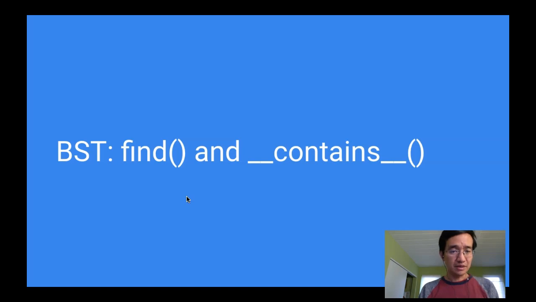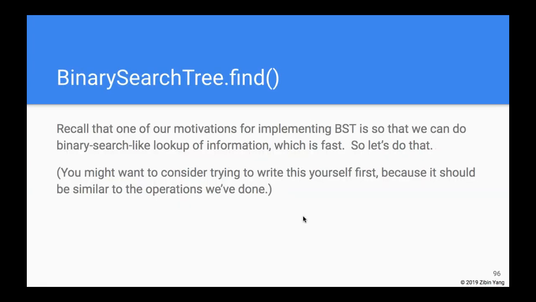So we're going to talk about the find method in binary search tree as well as the dunder contains method. We said at the beginning, one of the reasons that we want to implement BST is so that we can do binary search, lookup of information because we know that's fast. So here we're going to write the find method for binary search tree.